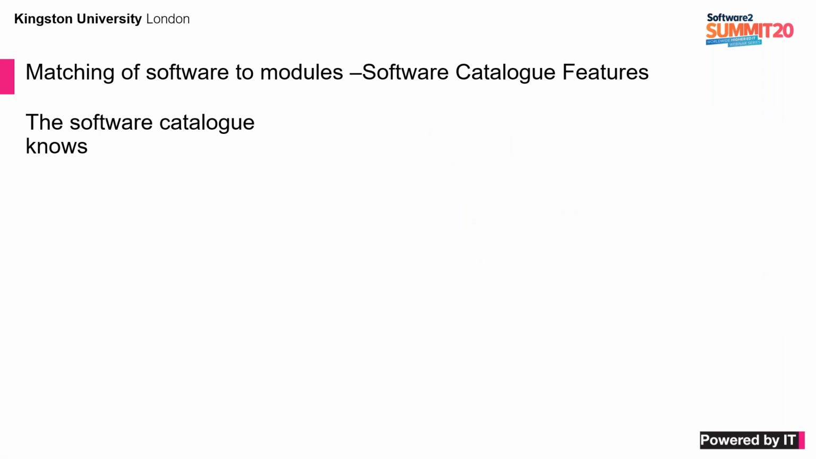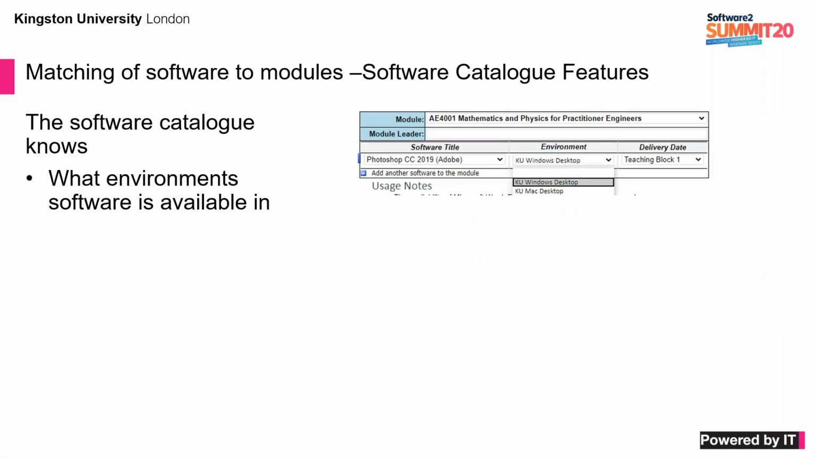Our software catalog, which holds all of that software data, knows certain things. It knows what environments we can provide that application in. So something fairly generic like Adobe Photoshop can run in both our Windows desktop and our Mac desktop, as you can see from that drop-down.